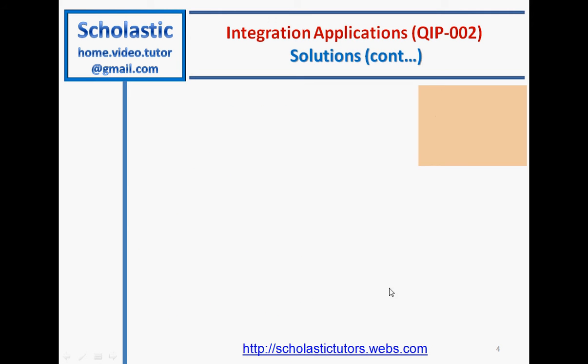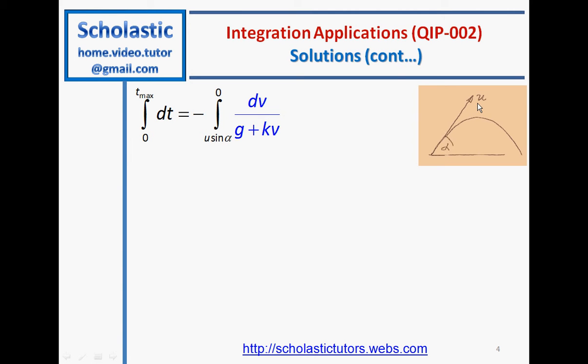Now we can integrate both sides to obtain this equation: the integral from 0 to Tmax of dt is equal to negative, and here we need to find the vertical velocity at the beginning. So we have a projectile which starts with an angle of alpha to the horizontal with a velocity u, and therefore the vertical velocity is equal to u sine alpha. We need to find the maximum height it will reach, where the velocity becomes 0.